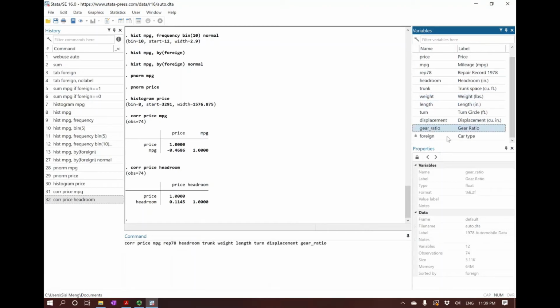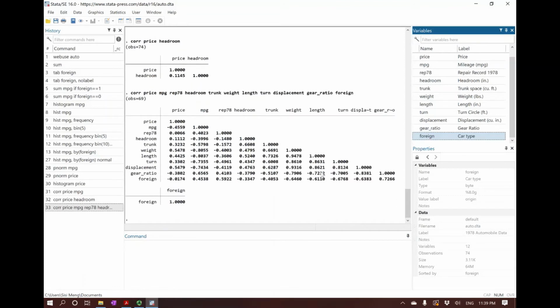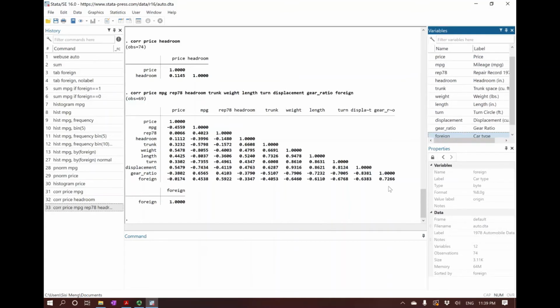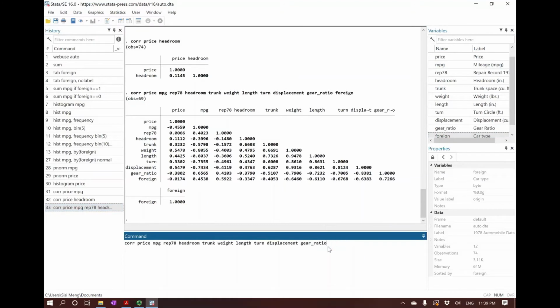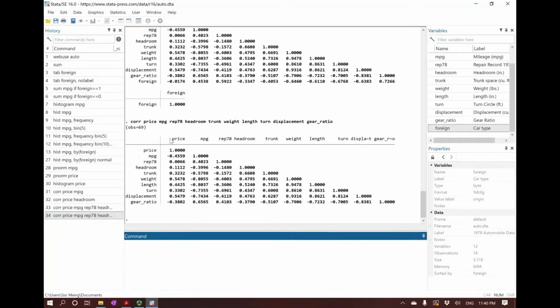Foreign is already encoded, so it's a quantitative variable. And now if I click enter, you see that we have it in the second row. Let me do one more time. Maybe take out the foreign, so it's easier to read. So now we see a correlation matrix, like a lower triangle here.